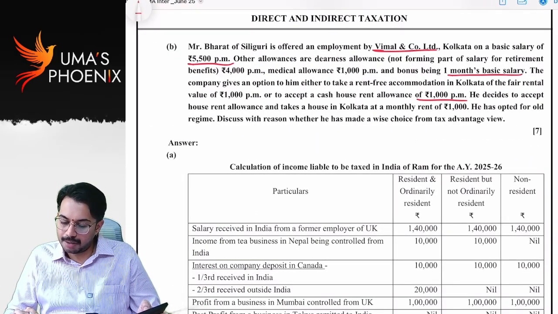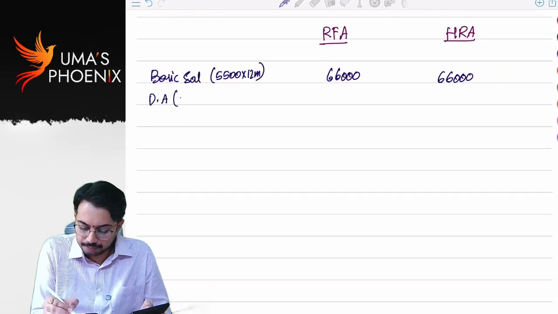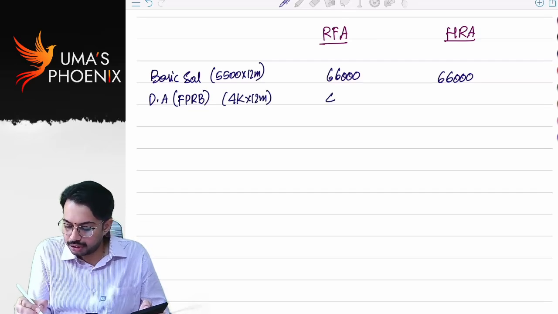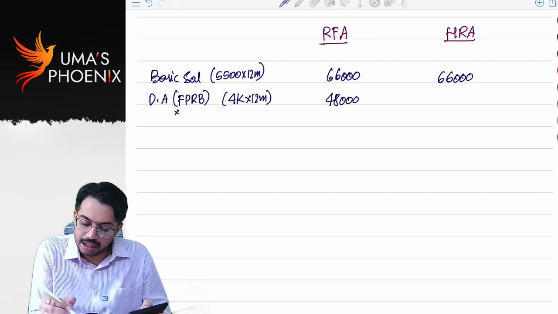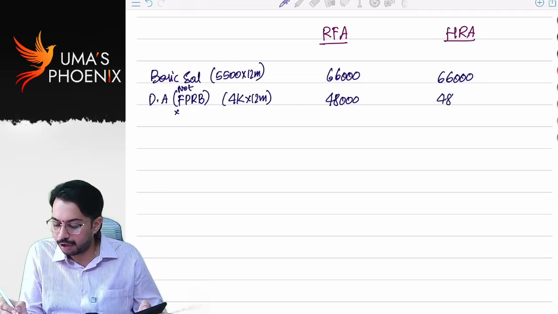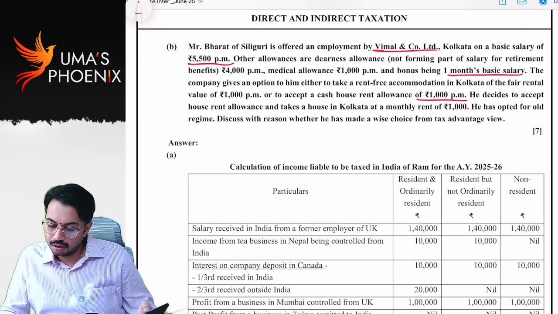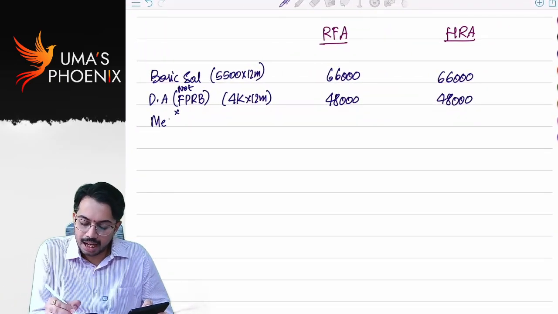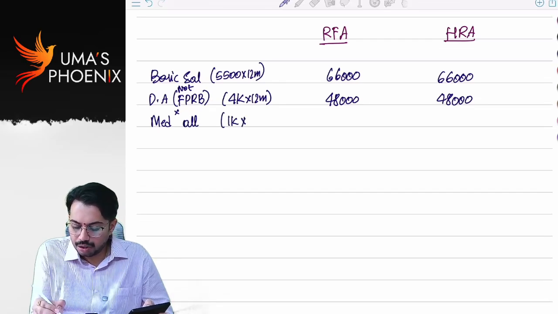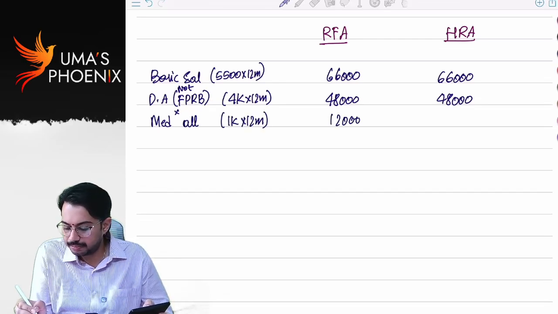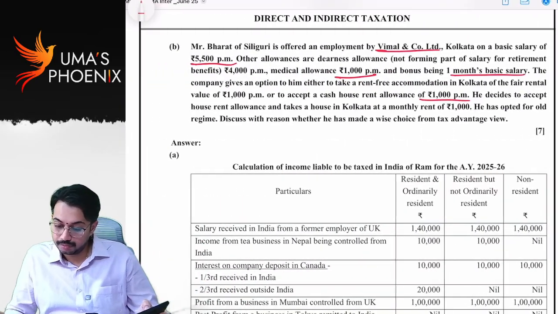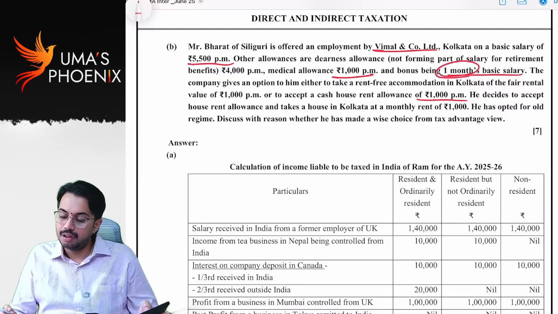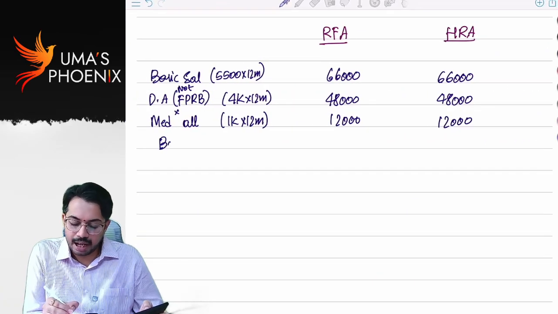DA not forming part of retirement benefits is 4,000 per month. 4,000 into 12 months is 48,000. Next, medical allowance is fully taxable, right? Medical allowance, 1,000 into 12 months, 12,000. Next, bonus is 1 month's basic salary. 1 month basic salary means 5,500. Am I correct?